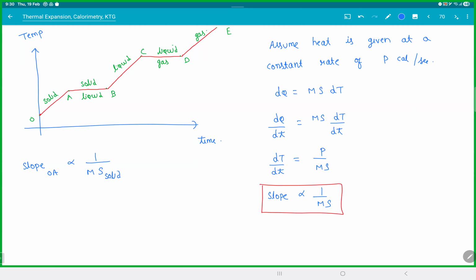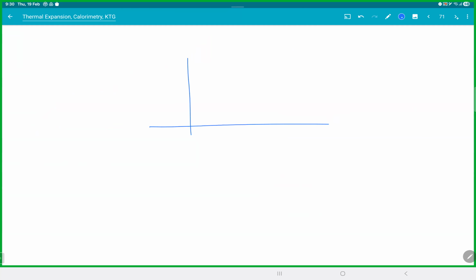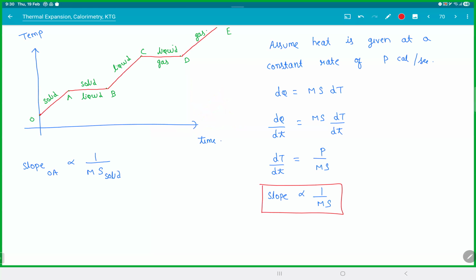So if there are two objects, they did ask questions like this. There are two objects, S1 and S2. Which one is bigger? The one with the more specific heat will have lesser slope, isn't it? It's more difficult to change the temperature.